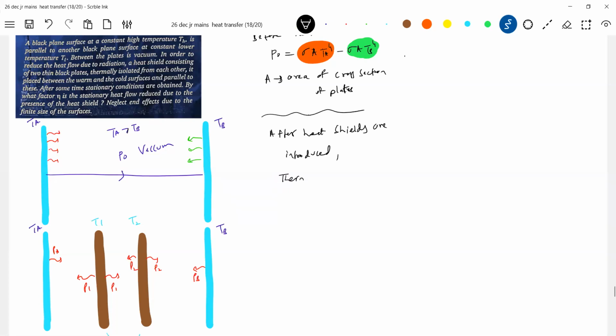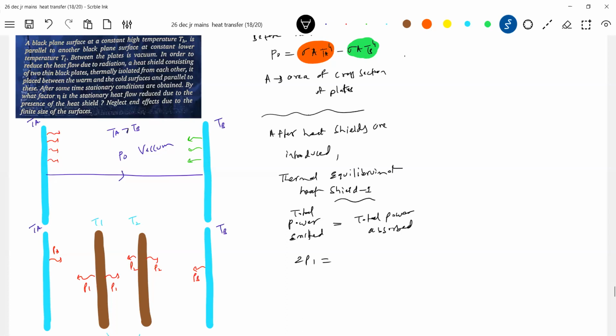thermal equilibrium of shield 1. Power. So what do you mean by that? Power emitted, total power emitted is equal to total power absorbed. What all will it emit? It will emit power 2P1, shall we write?